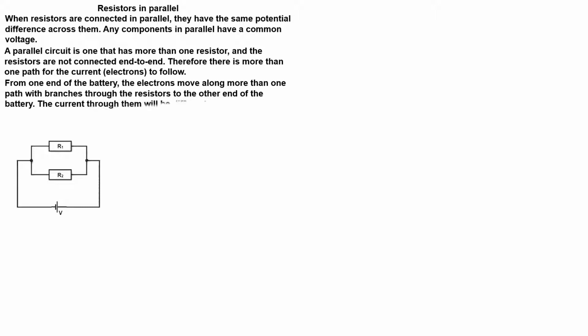The current through them will be different if they have different resistance. Pay attention and follow the path of the current in the diagram. Any components in parallel have the same potential difference across them. The total current can be calculated by Ohm's law.